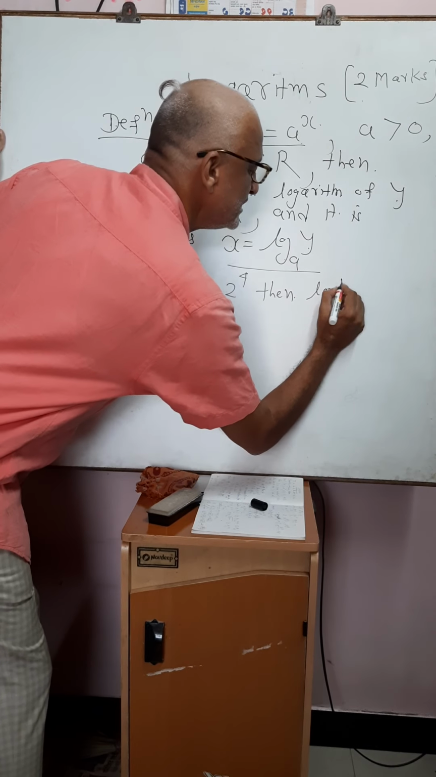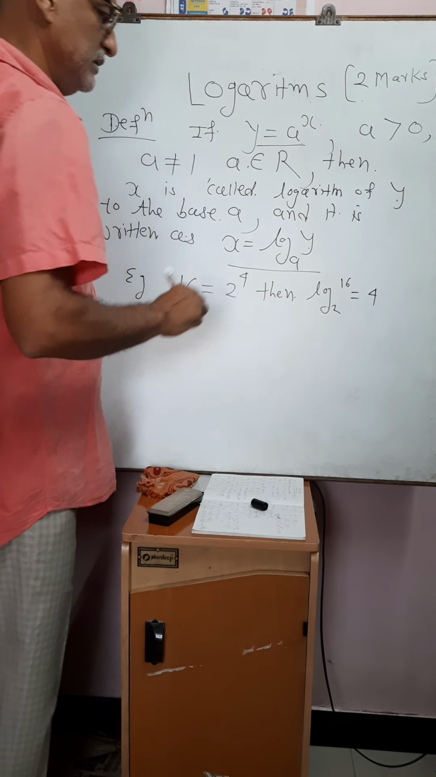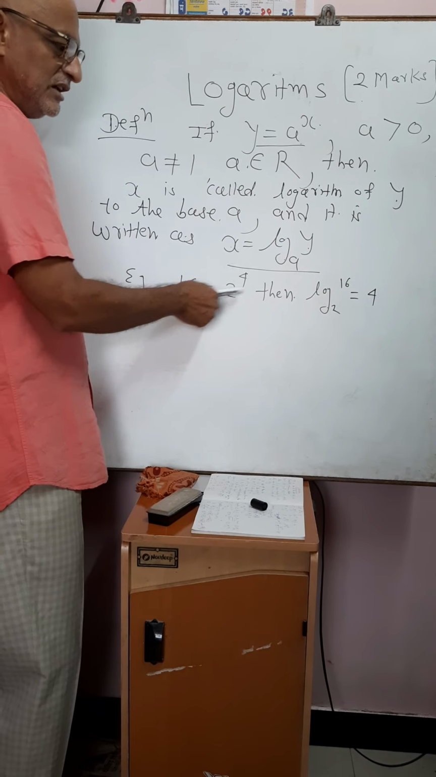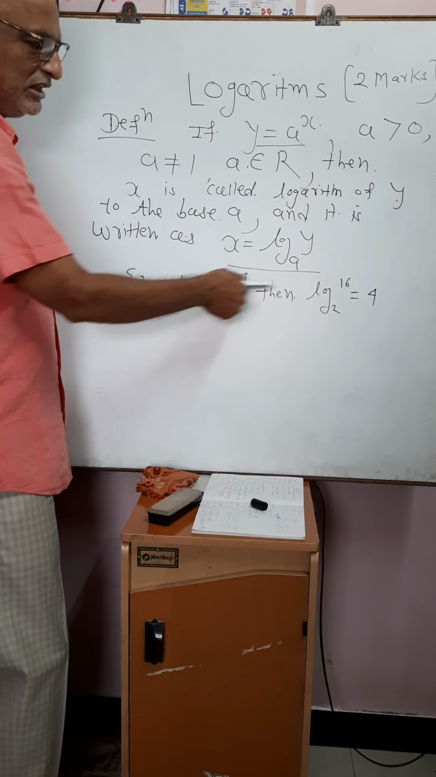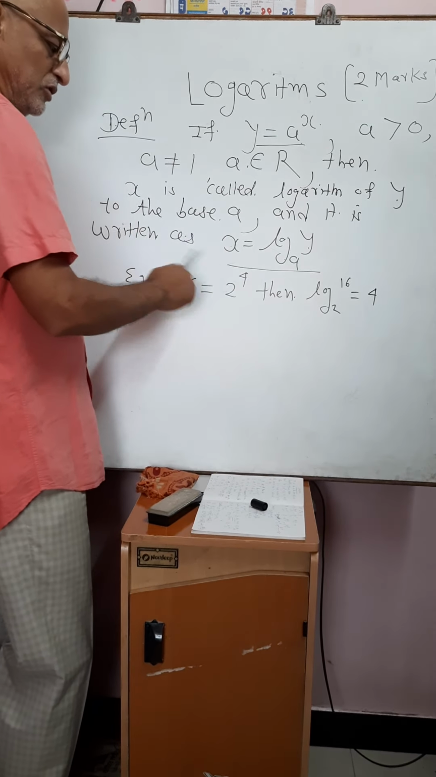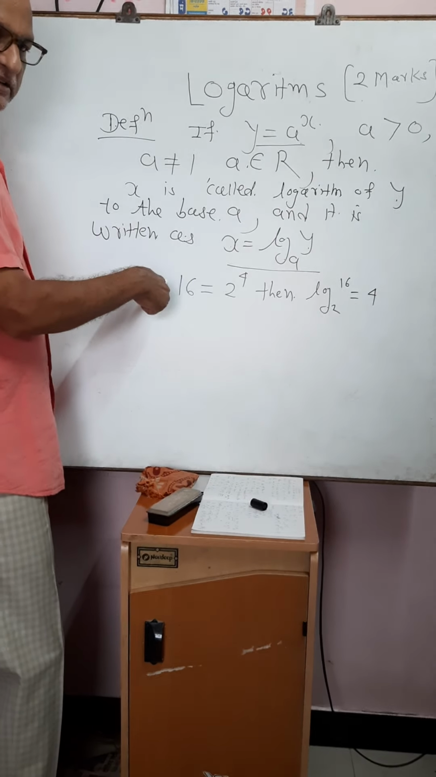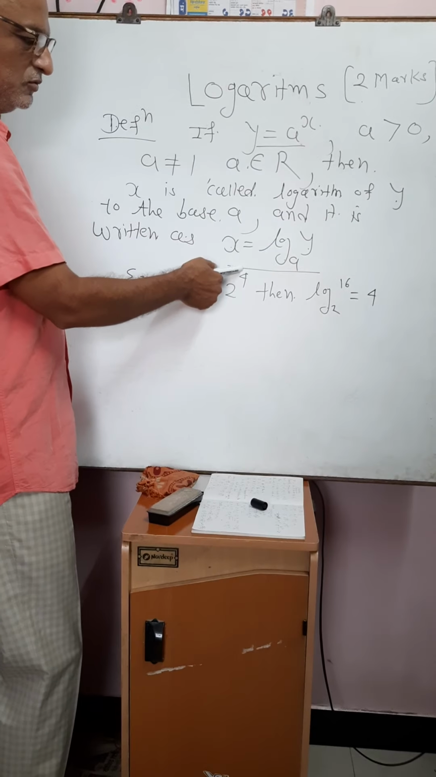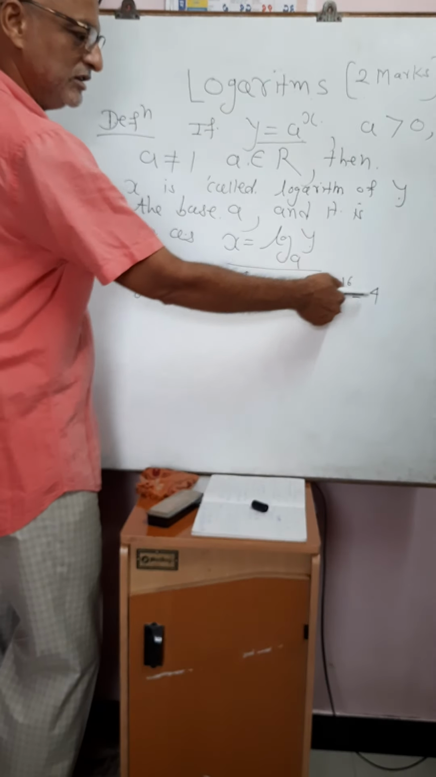So log of 16 to the base 2 is equal to 4. First, the base stays as it is. In exponential form the base is 2, and in logarithmic form the base is 2. What is interchanging? 16 goes here and 4 goes on the other side. So 16 equals 2 raised to 4. Then the logarithmic form can be written as log of 16 to the base 2 is equal to 4.